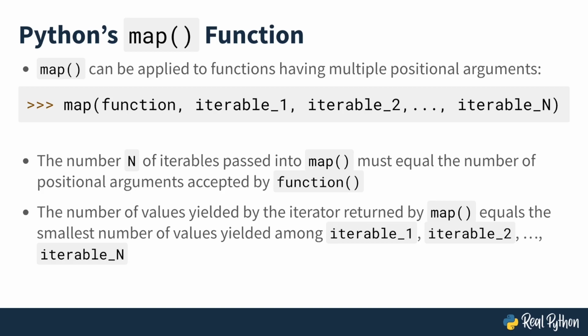Now, one of the nice features with the map function is that the length or the number of values yielded by the iterables that are passed into map, that length doesn't have to be the same for all. And so what's going to happen is that the number of values that are yielded by the iterator that's returned by map is going to equal the smallest number of values that are yielded among the n iterables that are passed to map. So map takes care of all the details about when one of the iterables is exhausted, then the entire iterator returned by map will exhaust.